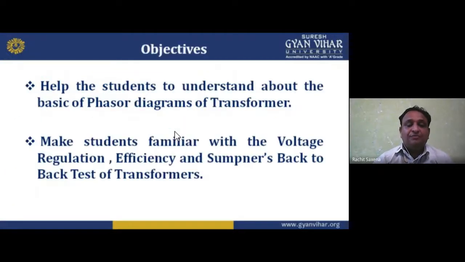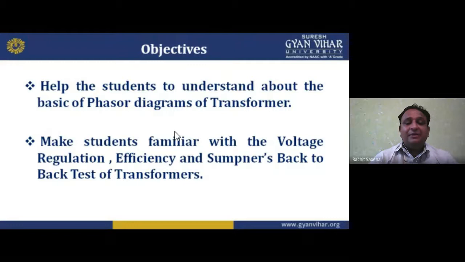Now moving forward, these are the objectives, because I am starting a lecture. My dear students, if I am starting a lecture, I have some motto in my mind which I want to achieve, which I want to cover. So the objectives and the motto are basically to help the students understand the basics of phasor diagrams. Again, I am repeating the phasor diagram, because if I know the phasor diagram, I can easily calculate the voltage regulation. So help the student understand the basics of phasor diagrams of transformer.